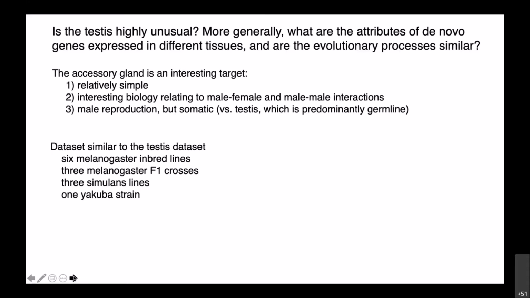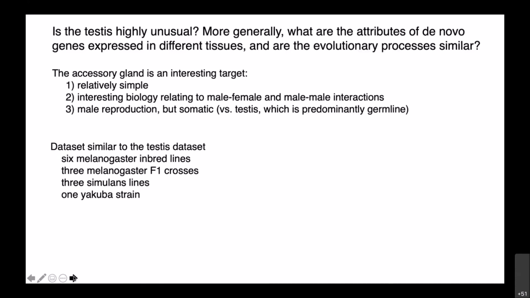in the talk. It produces seminal fluid proteins that are transferred to females. It's a pretty simple tissue compared to the testis, but it still has very interesting biology and lots of evidence of rapid and adaptive evolution. So it's simple, but still very interesting.